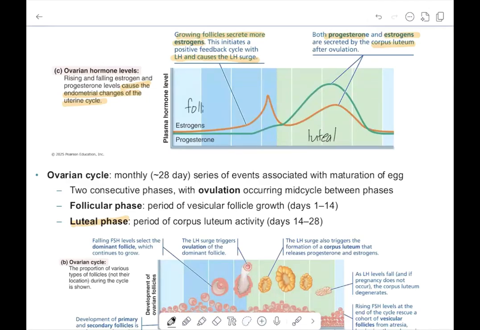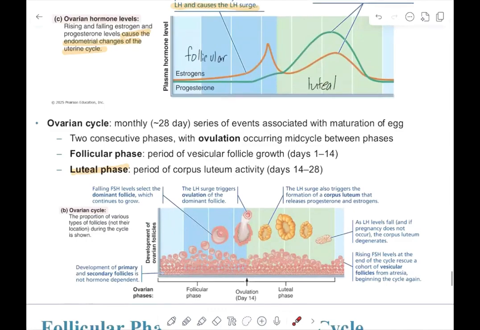The first part of the ovarian cycle would be the follicular phase. The follicles are going to secrete more and more estrogens. One becomes the dominant follicle towards the end of the follicular phase. If we look a little further down at the bottom of this slide, we see the two consecutive phases. Now what is being shown in this graph is the development of those ovarian follicles. There is early development of primary and secondary follicles. Those are going to start to develop.